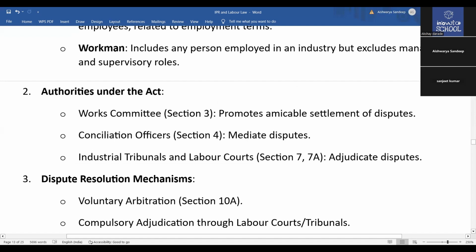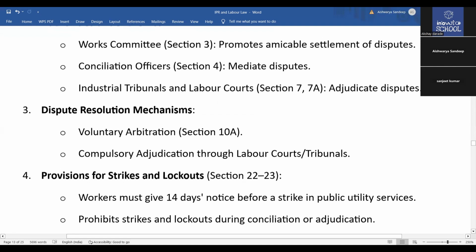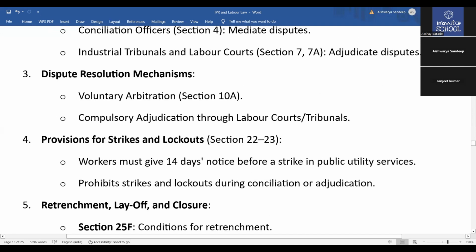Section 3, it talks about what are the different authorities. So section 3 talks about works committee, which promotes amicable settlement of disputes. Section 4 talks about conciliation officers, which promote mediation of disputes. Then comes our section 7 and section 7A, which talk about industrial tribunals and labor courts.